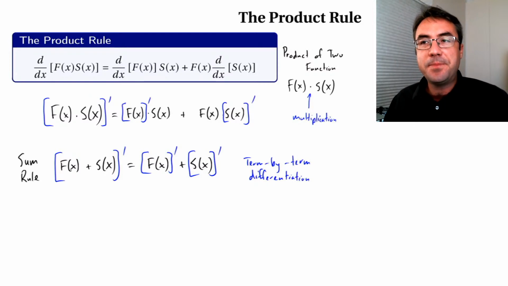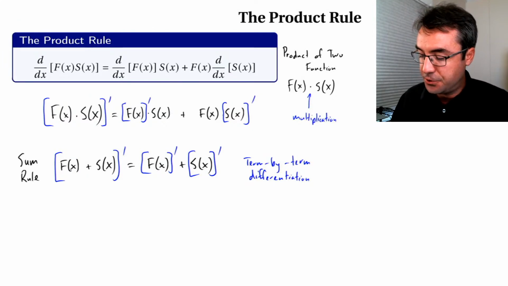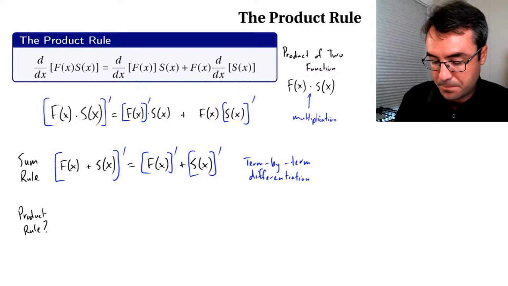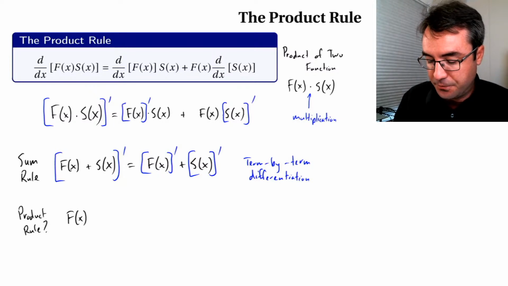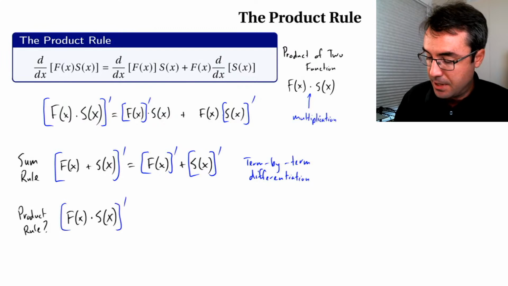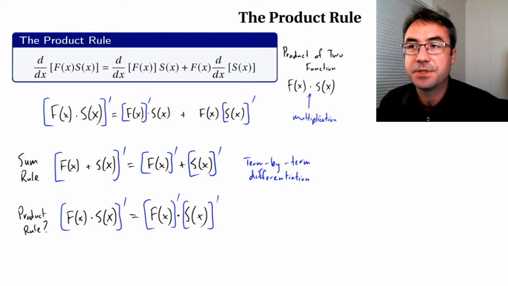So you might be thinking product rule would work something similar to that. If we have the product of two functions f times s, and we wanted to look at the derivative of that product, well, it seems very plausible that it would just be the first function times the second function, and you would just apply the derivative to both of those. So that's a very natural assumption.